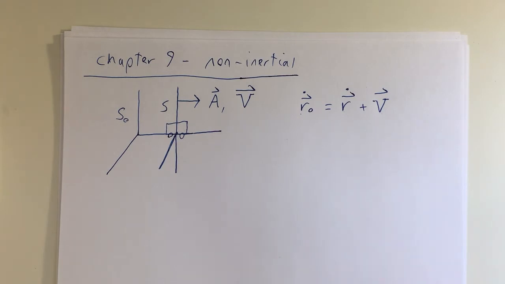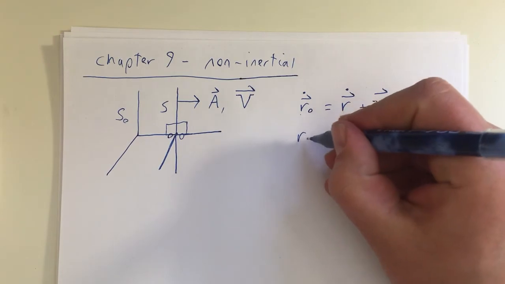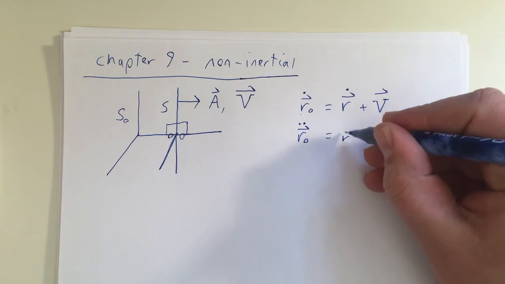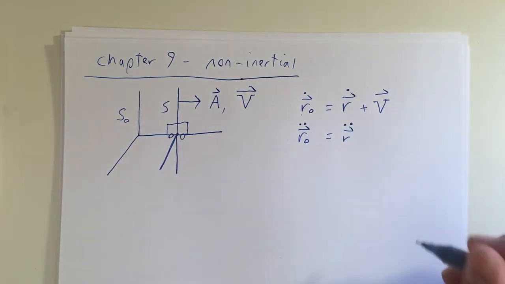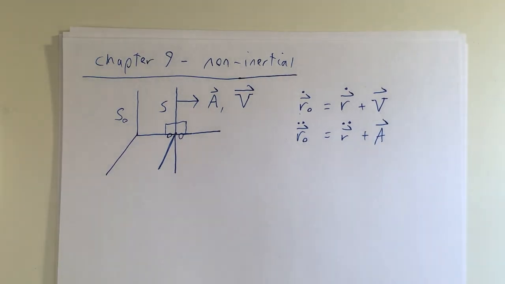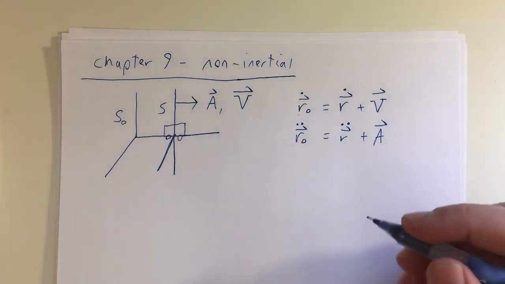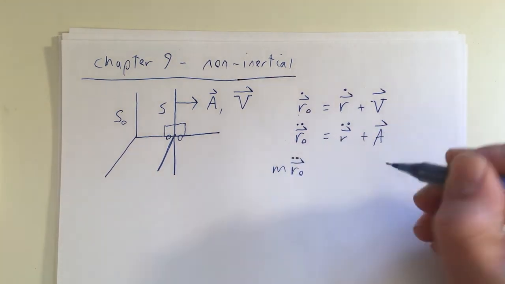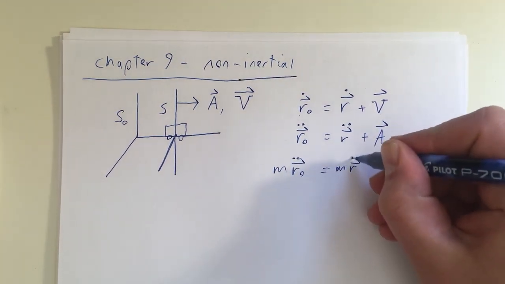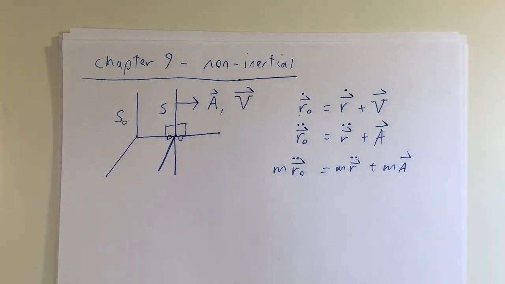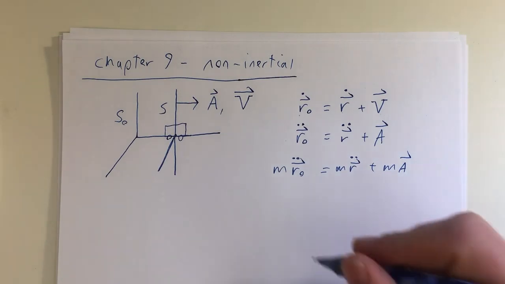And we can also write this in terms of accelerations, of course. The acceleration in our inertial frame is equal to the acceleration observed in our non-inertial reference frame plus the acceleration of that frame. That's not so bad. And as you recall, last time we multiplied both sides of this by m, and then we just rearranged this to solve for the mass times the acceleration in the moving frame.